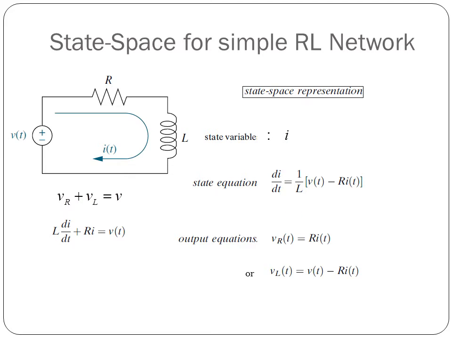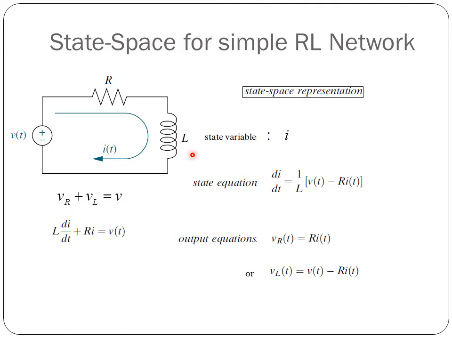So now if for example our output is VL, we can write it from here that VL is nothing but V minus VR, which is V minus R into I. But in this case we cannot write like V minus VL. We cannot use VL here because VL is not a state variable. We have to convert or rewrite the VL into R I. So that is the rules for state space equation.